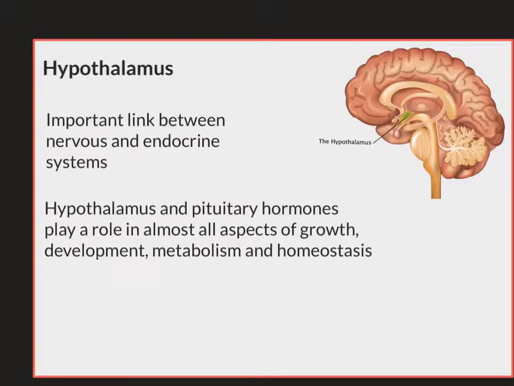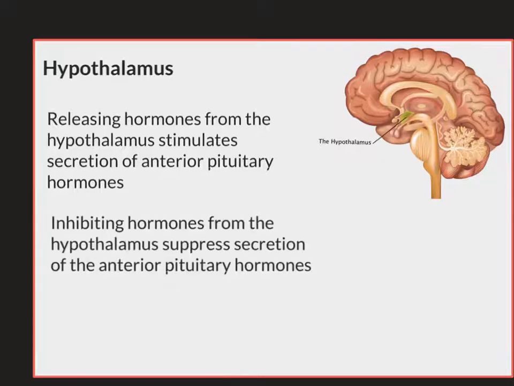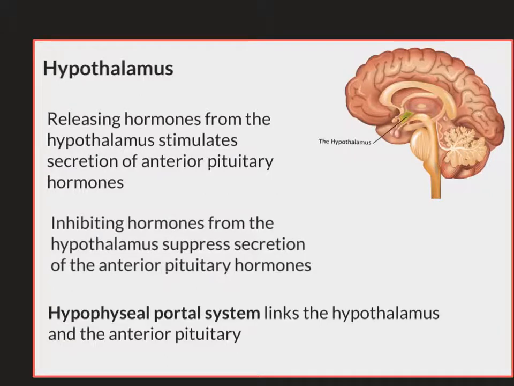Together with the pituitary hormones, they both play an important role in the regulation of virtually all aspects of growth, development, metabolism, and homeostasis. Hormone secretion from the anterior pituitary is regulated by the hypothalamus. Releasing hormones secreted by the hypothalamus will stimulate hormones released from the anterior pituitary. However, inhibiting hormones from the hypothalamus will suppress secretion of anterior pituitary hormones. The hormones that are secreted from the hypothalamus reach the anterior pituitary through the hypophyseal portal system. This system links the hypothalamus and the anterior pituitary.